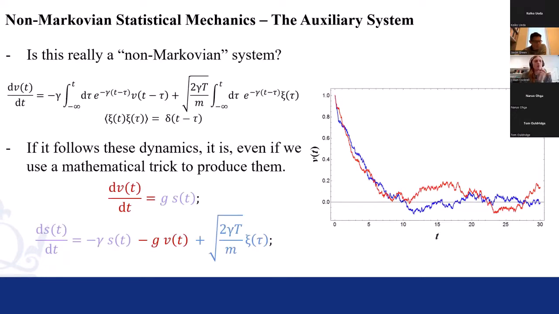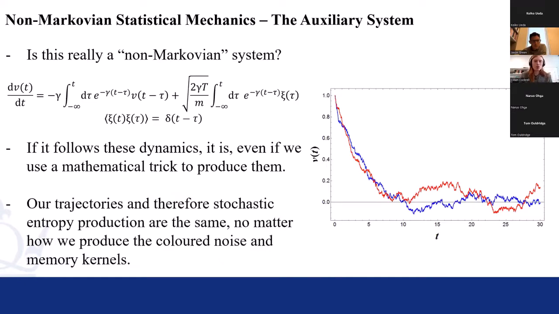Well, ultimately, writing it in this reduced form where only the system variables are considered, velocity, no matter how you produce your colored noise and your memory kernels, this is what you're producing. The trajectories follow the same statistics. So no matter what sort of trick we use to produce our trajectories, they are following this equation. In that sense, we're motivated to call it non-Markovian. And there are differences in the dynamics.